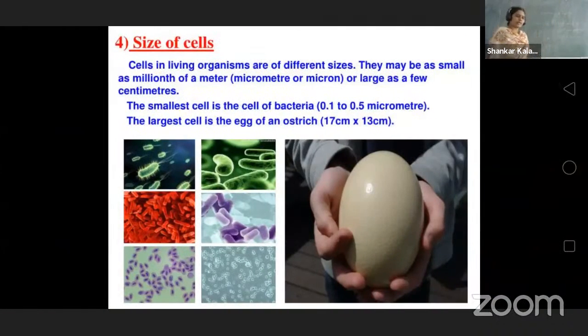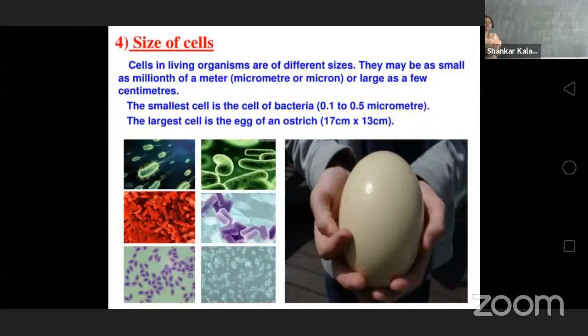Then size of cells. What is the size of cells, students? Cells in living organisms are of different sizes. They may be as small as a millionth of a meter, which is a micrometer or micron, or as large as a few centimeters. So the size of the cells will vary in different living organisms. It may be small or it may be big.